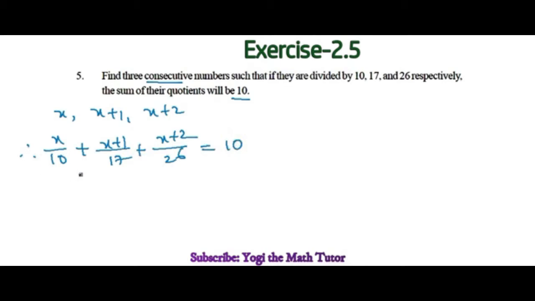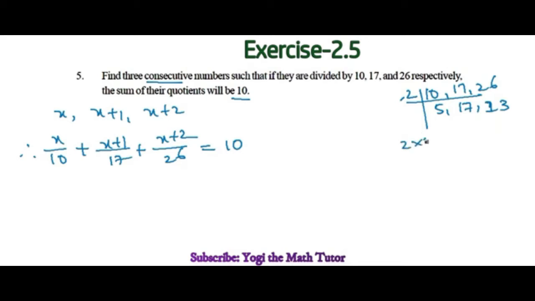Now you can simplify. Take the LCM of these 3 denominators, 10, 17, 26. So 2 table you can take. 2 times 5 is 10, and 17 is a prime number. 26 means 2 times 13 is 26. Here we can see 2, 5, 17 and 13 are all prime numbers. Then we can find the LCM.